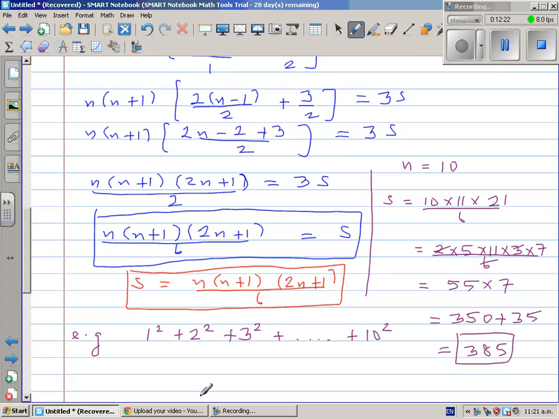So let us use a calculator. Okay, you can check that yourself. If you add from 1 squared to 10 squared, your answer would be 385.